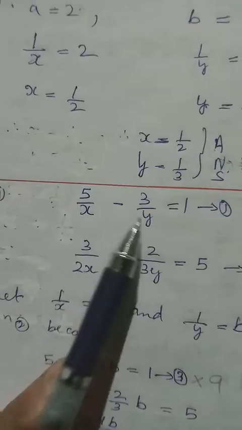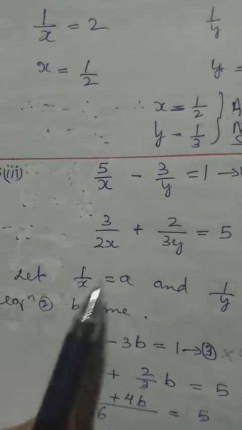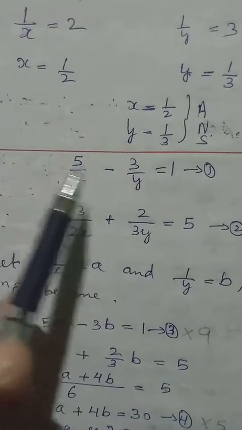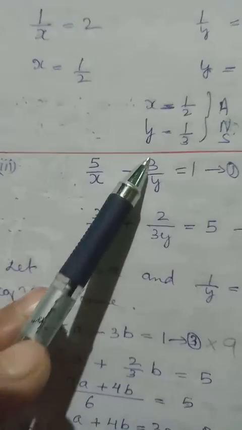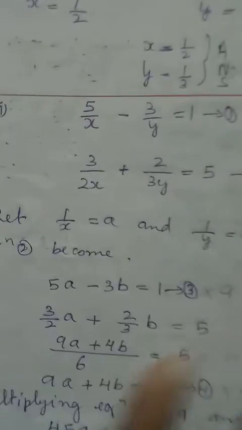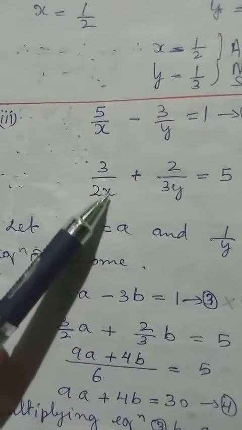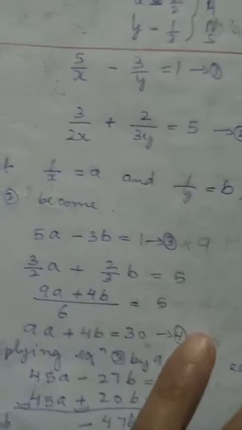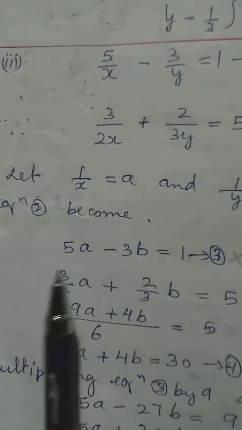Here also the same, we have x and y in the denominator, so let us replace it with something else. So we take 1 by x to be a, 1 by y to be b. Then we rewrite this question first. So instead of 1 by x, I can write 5a, minus 3 by y, I can write 3b, equal 1. So we name it equation 1. Then here 3 by 2, instead of 1 by x, we can write a. 2 by 3, instead of 1 by y, we can write b. Equal 5. Then here we have fractions, we find LCM. LCM of 2 and 3 is 6. 6 divided by 2, we have 3. 3 into 3, 9.